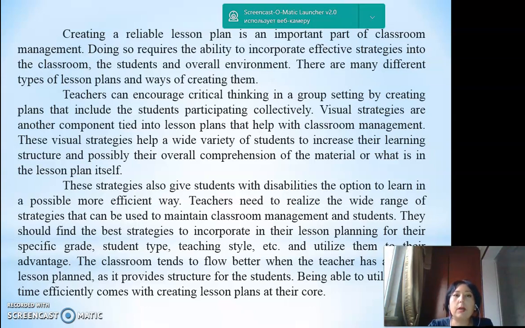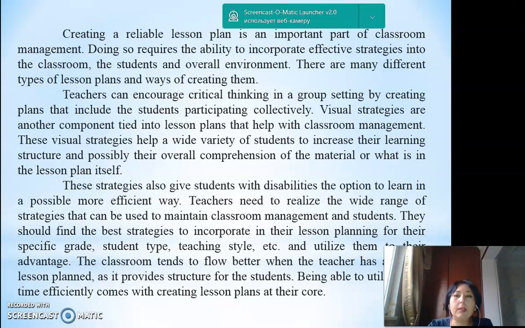Visual strategies are another component that ties into lesson plans and helps with classroom management. These visual strategies help a wide variety of students to increase their learning structure and possibly their overall comprehension of the material or what is in the lesson plan itself. These strategies also give students with disabilities the option to learn in a possibly more efficient way.